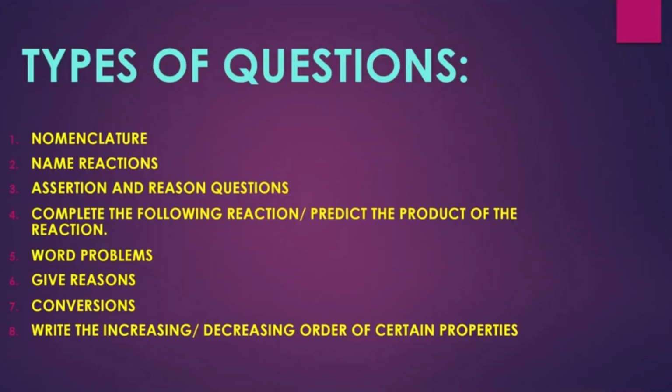Then we have name reactions, direct questions you can expect. Sometimes it will be included in the organic conversions. Then we have assertion reason type questions. We have predict the product type of question, complete the following reactions. We have word problems. A word problem means a compound A reacts with a particular reagent and forms B, and B reacts with something and forms C. Identify A, B, C, D and write all the relevant equations. Then you can expect increasing and decreasing order of certain parameters which is indicated in the question.